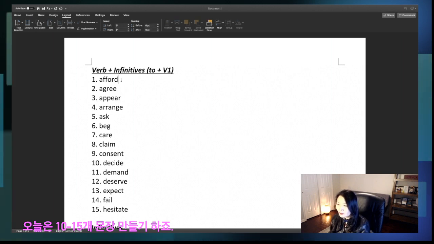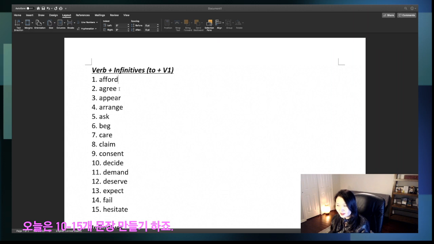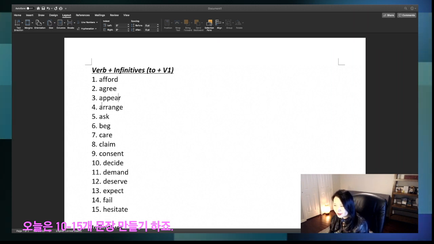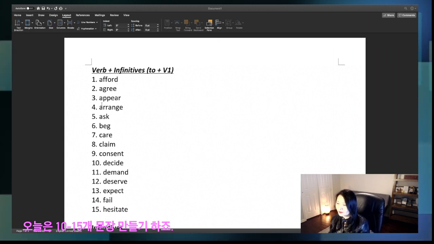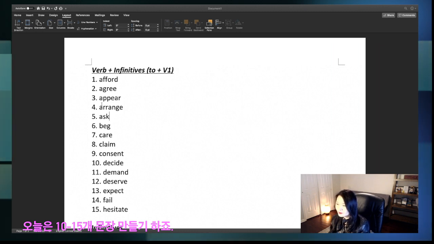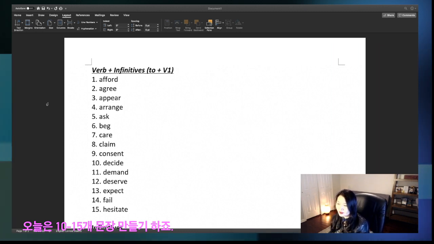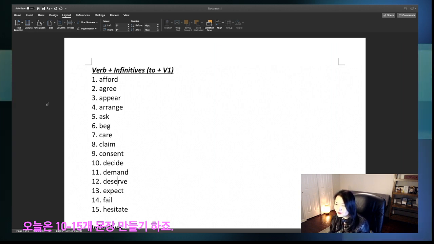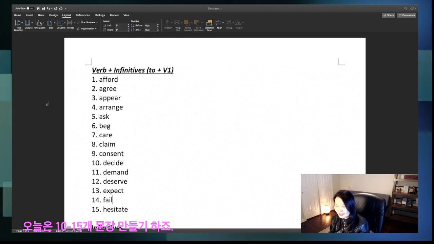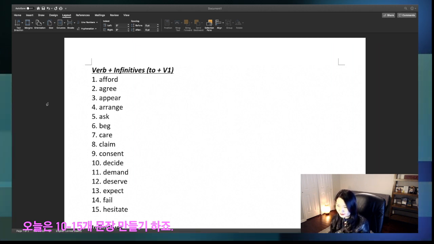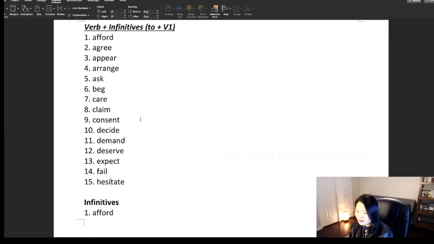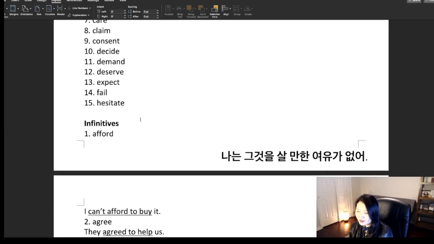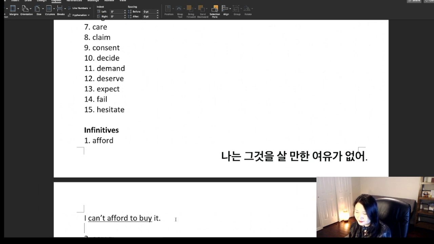So let's see. Afford to, agree to, appear to, arrange to, ask to, beg to, care to, claim to, consent to, decide to, demand to, deserve to, expect to, fail to, hesitate to. Alright, so now the verbs, the sentences here as example sentences.